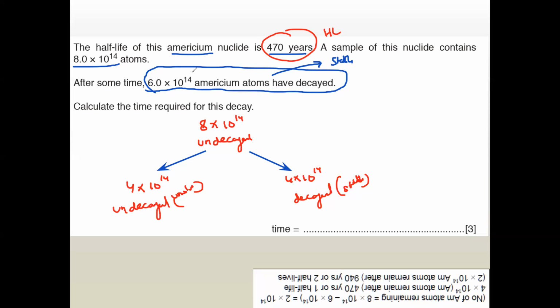We want to find when we are left with 6 exponent 14 decayed atoms. Right now we have 4 exponent 14 undecayed atoms after one half-life. Then after another half-life, what will happen? The undecayed sample will further decay, so we are left with 2 into 10 to the power 14 undecayed, or unstable, and 2 into 10 to the power 14 decayed.